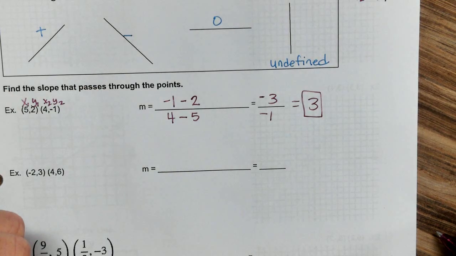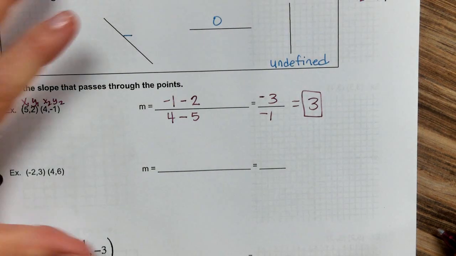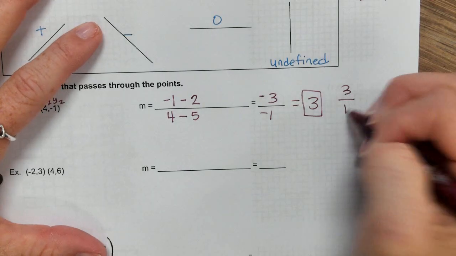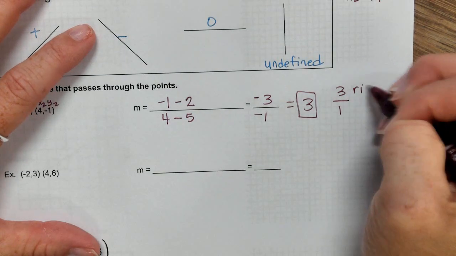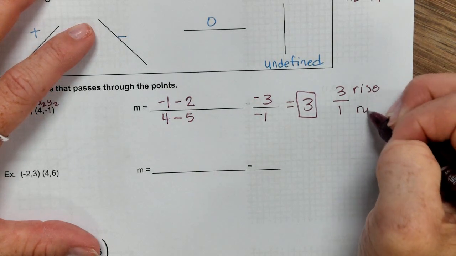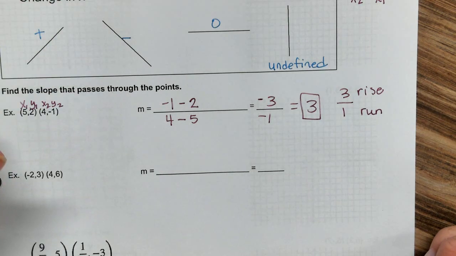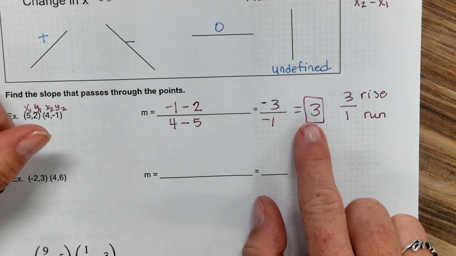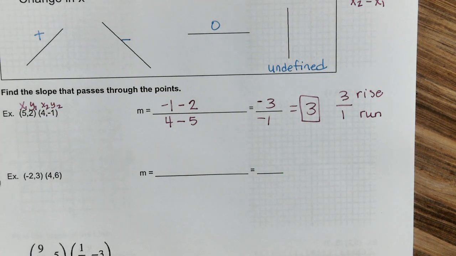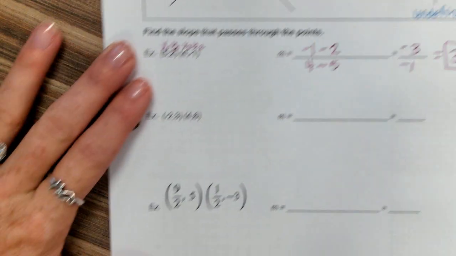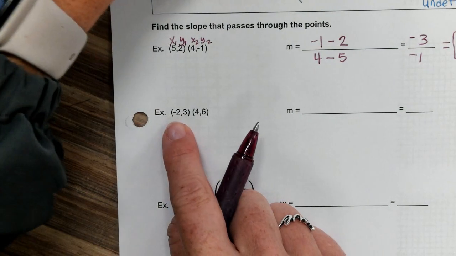Now, if I want to write it as a rise over run, I would write it as 3 over 1. 3 would be the rise, 1 would be the run. If I was going to use it in an equation, I would just put 3. Any questions so far? All right, let's do the next one. I want you to go label them as x1, y1, x2, y2.